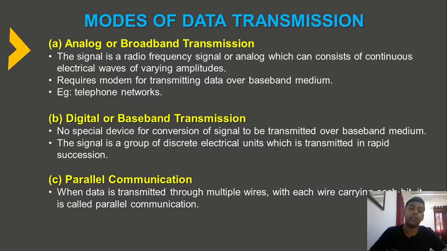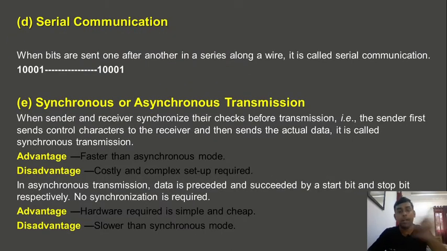Analog means continuously varying signals, digital means discrete quantities. Parallel means multiple wires through which data is sent, and serial means only one wire through which data is sent. Synchronous means we have to synchronize the channel first, and after that we can send, that means control signals. Asynchronous means no synchronization, directly sending the data.